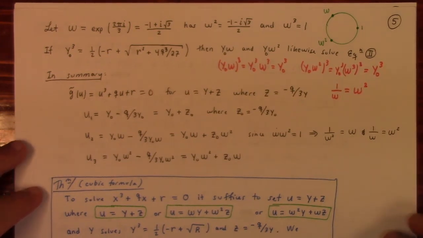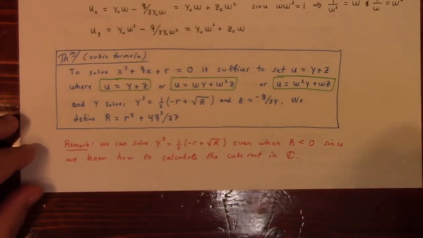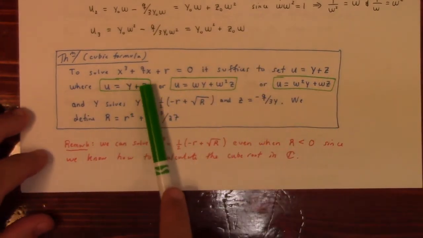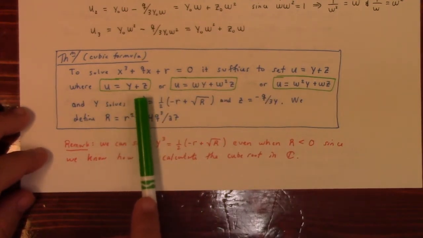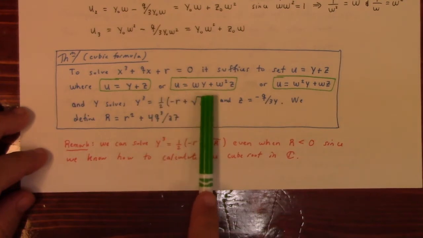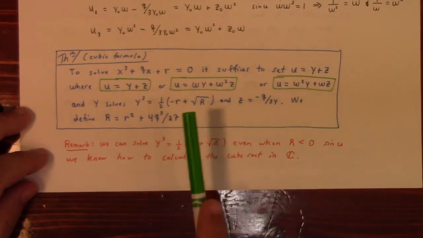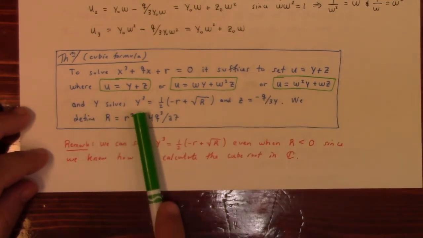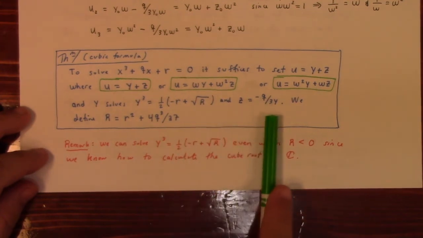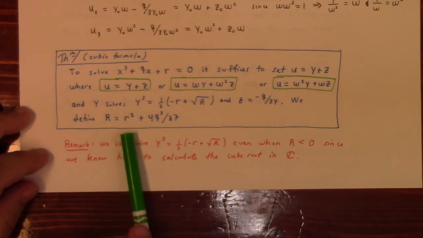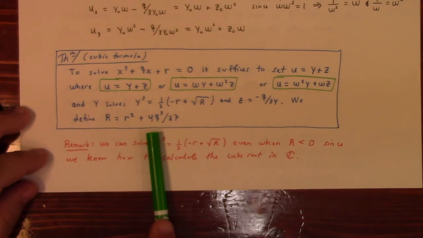And so, just to kind of summarize things thus far, here's a recap. Here's the cubic formula. To solve the depressed cubic equal to 0, it suffices to set u equal to y plus z, where u is equal to y plus z, or u is equal to omega y plus omega squared z, or u is equal to omega squared y plus omega z, and y solves y cubed equal to 1/2 minus r plus the square root of R, and z is equal to minus q over 3y, where we've finally given a name for the thing under the square root. We've defined it to be big R, which is r squared plus 4q cubed over 27.